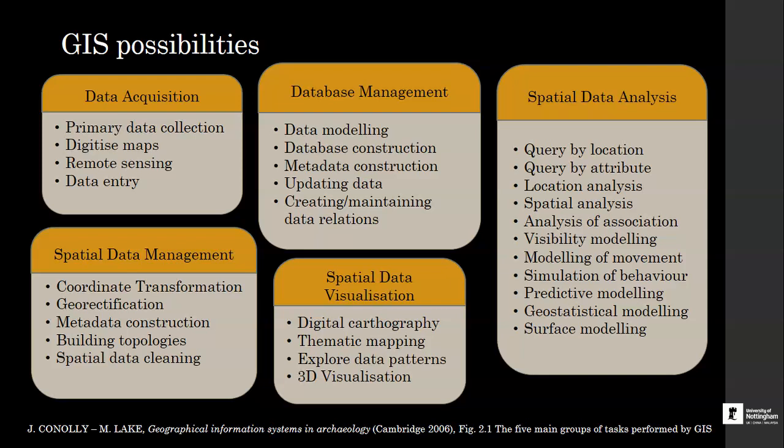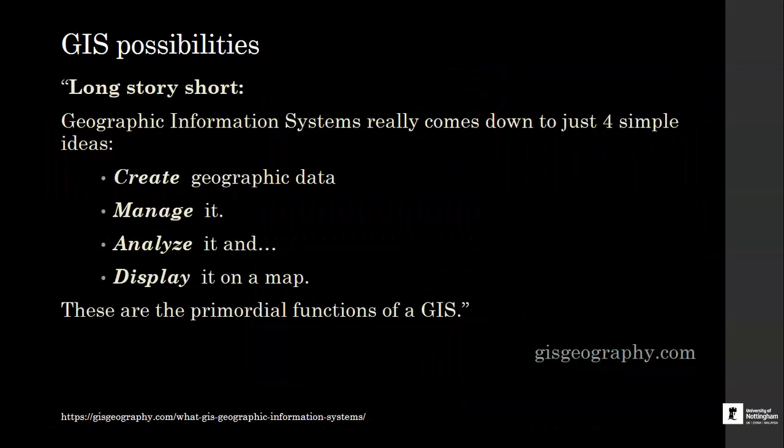But we need programs or applications to work with our spatial data. So long story short, Geographic Information System really comes down to just 4 simple ideas. Create geographic data, manage it, analyze it, display it on a map. And these are the primordial functions of GIS. But for that, we need the different programs.